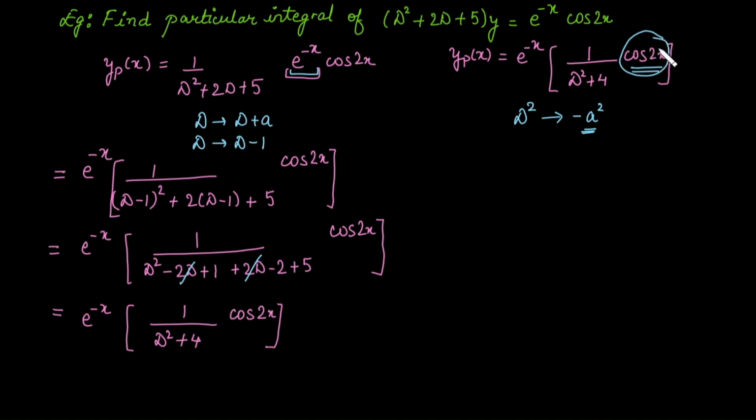What is the coefficient of x in this case? That is 2. So we will replace D square with minus 4. For more details on how to find the particular integral in case of sine and cos, the link is given in the description. Now when you replace D square with minus 4, we have e raised to power minus x into 1 upon minus 4 plus 4, cos of 2x. It is getting a 0. It means it is a case of failure.